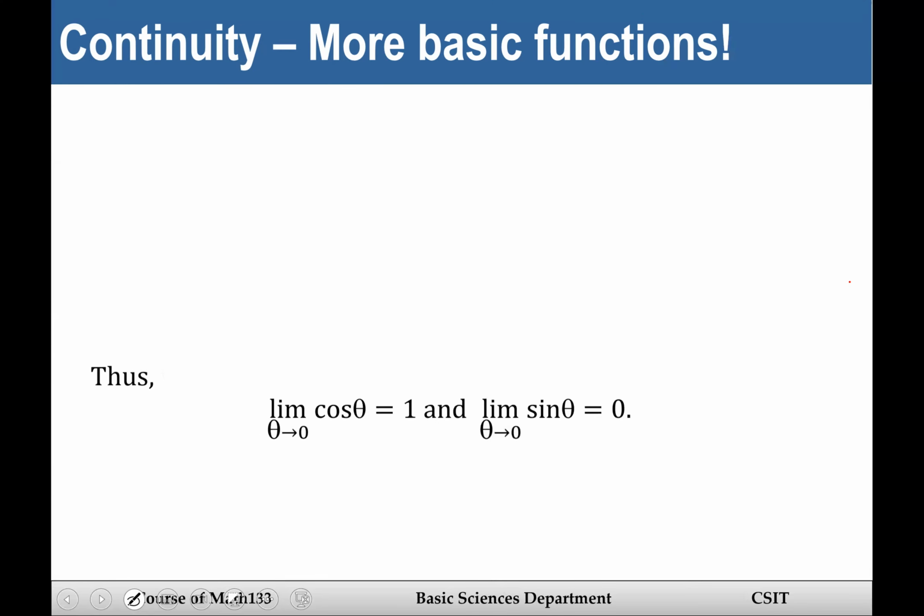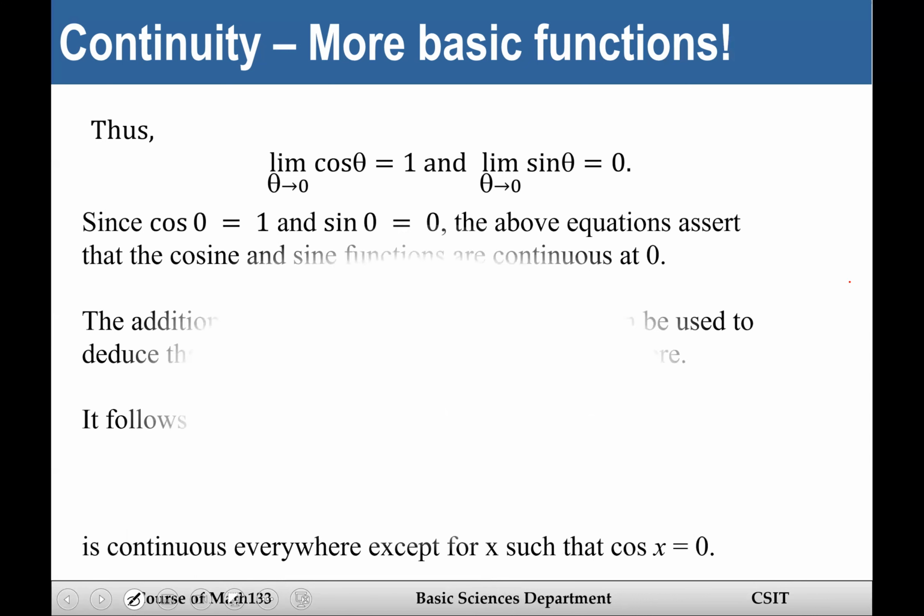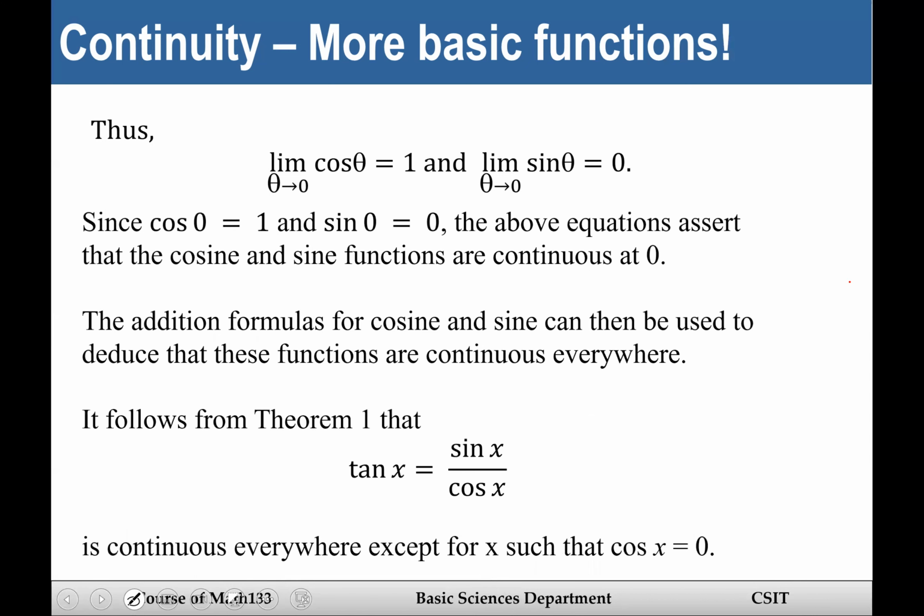So here we have the conclusion, and we can do for tan the same thing. If you want to get the limit of tan as x approaches 0, we know that sine will approach 0, and cosine will approach 1. So 0 over 1, by the theorem of division of two continuous functions, gives the limit equal to 0.